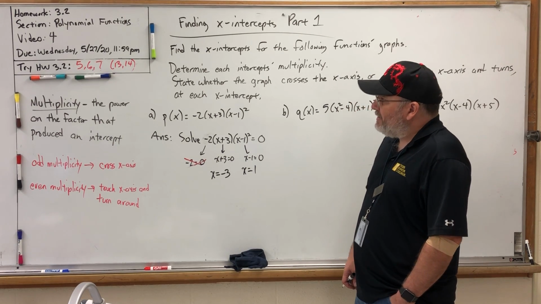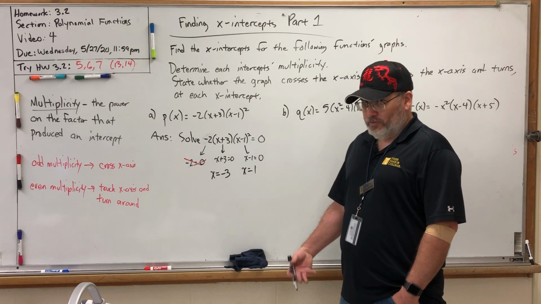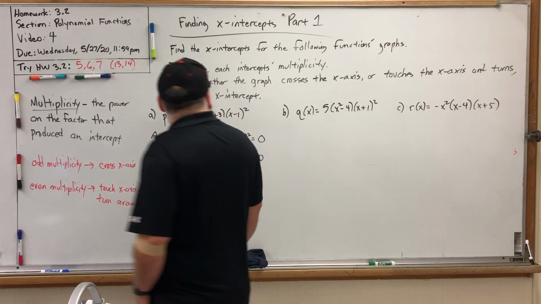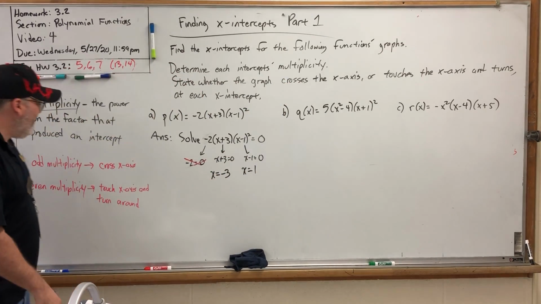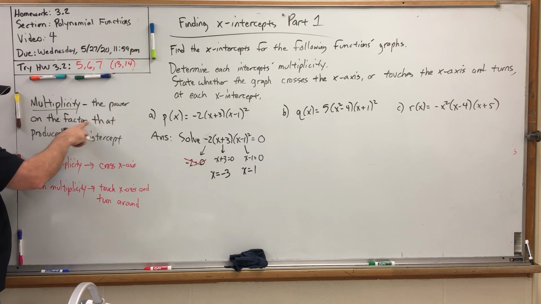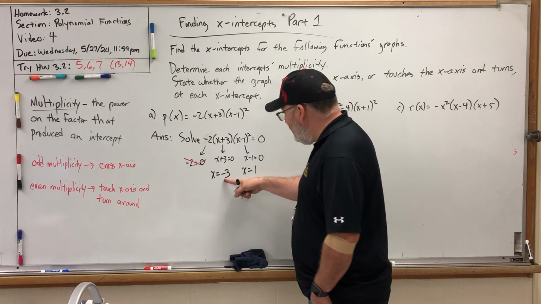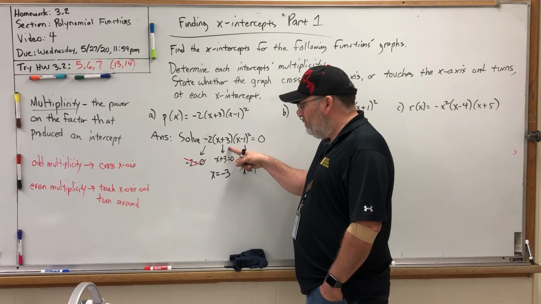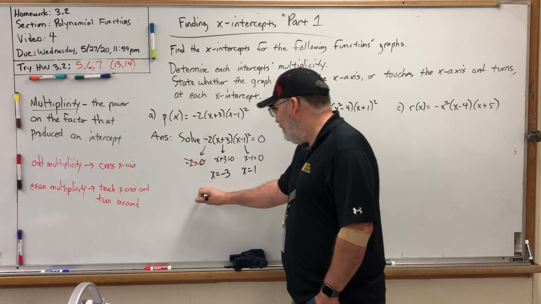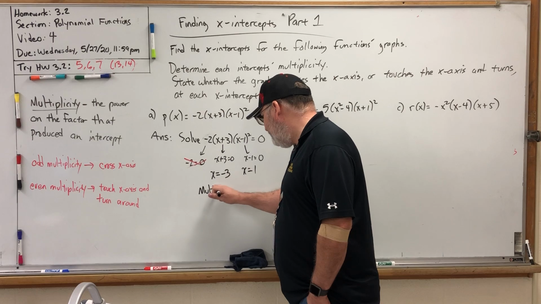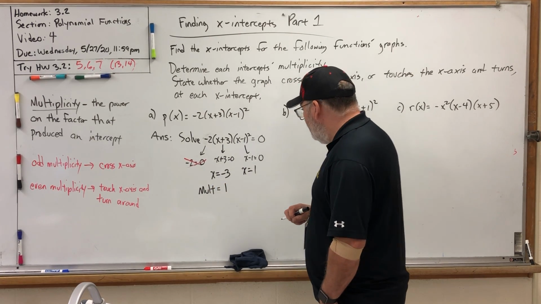But now, in the context of x-intercepts of polynomial functions' graphs, we need to dig a little bit deeper. To find the multiplicity of an intercept, you simply have to look at the power that was on the factor that gave you the intercept. In other words, this negative 3 came from this factor. What power was on it? Well, it's not written, but it's an implied 1, which means the multiplicity of this x-intercept is 1. I'm just going to write mult for short.